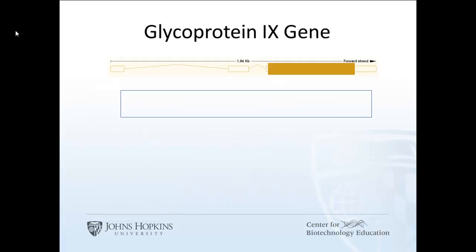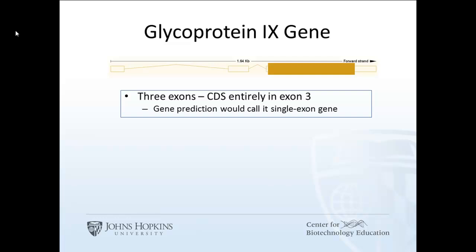Here's a different gene, human glycoprotein 9. We see 3 exons. However, the entire coding region is in the third exon. In fact, gene prediction, which only looks for CDS regions, would see this as a single exon gene with no splicing. Basically, it is an ORF.